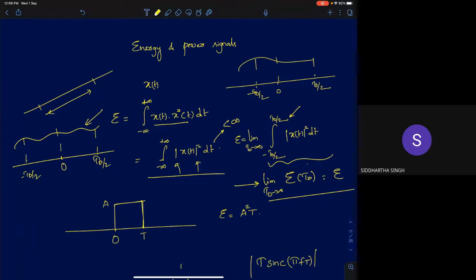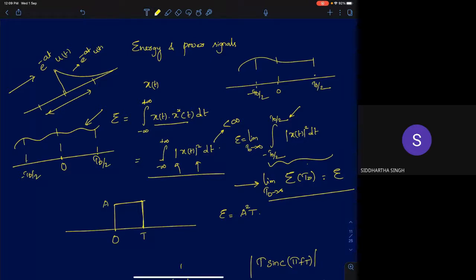So for example, let's assume I have a signal of this type, e power minus at into u of t. This is a very standard signal which you'll encounter in first order systems. Now for this signal, do you think the energy will be finite? Will the energy of e power minus at into u of t be finite? If you draw this waveform, it's going to look like this. It's going to be an exponentially decaying waveform.